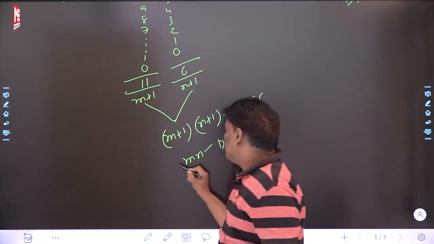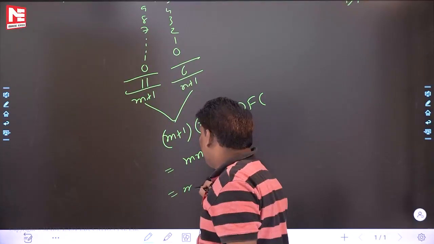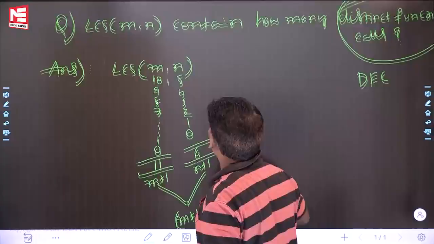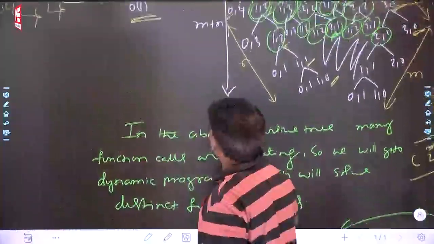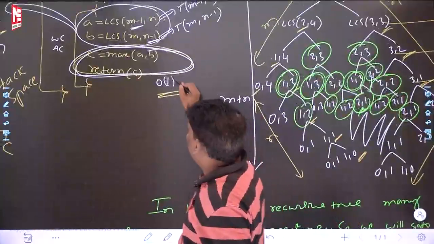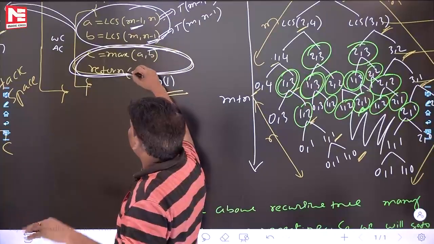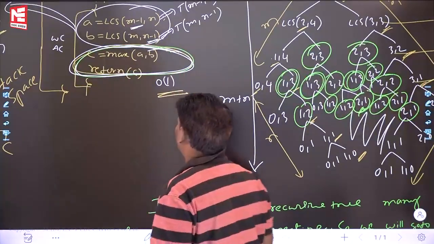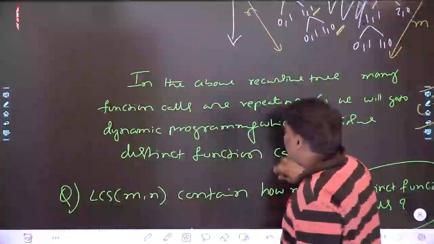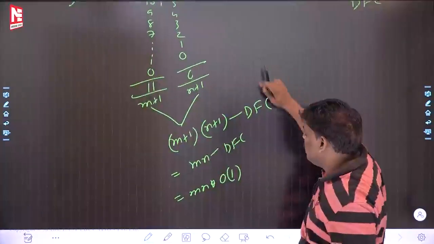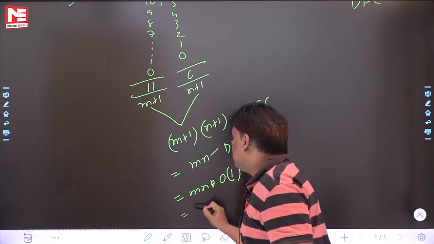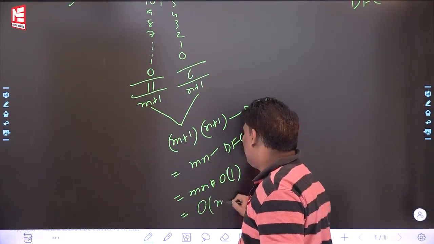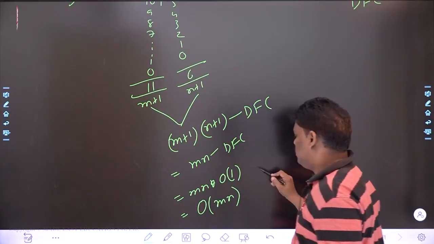Now see the answer. M into n distinct function calls, and one function call will take constant time. If anyone doesn't know why it takes constant time, see here: one function call will take constant time, whether it is a distinct function call or some other function call. So the time complexity of LCS of m comma n using dynamic programming is order of mn.